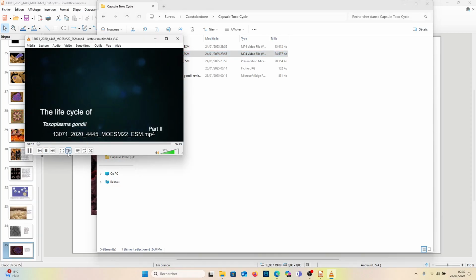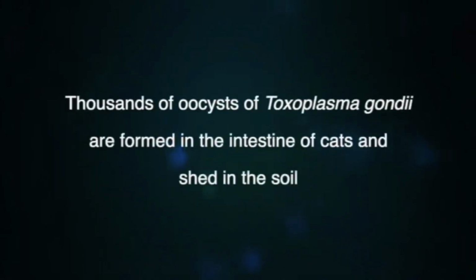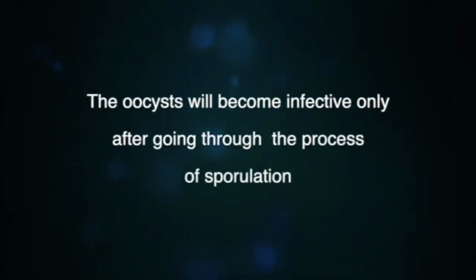The life cycle of Toxoplasma gondii, Part 2. Thousands of oocysts of Toxoplasma gondii are formed in the intestine of cats and shed in the soil. The oocysts will become infective only after going through the process of sporulation.